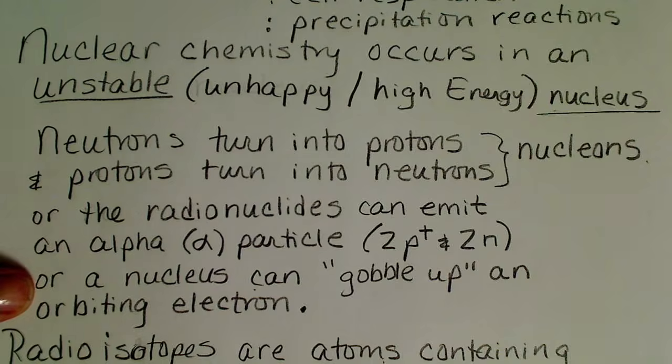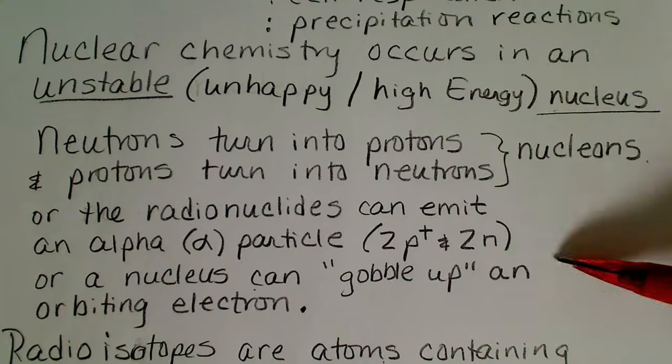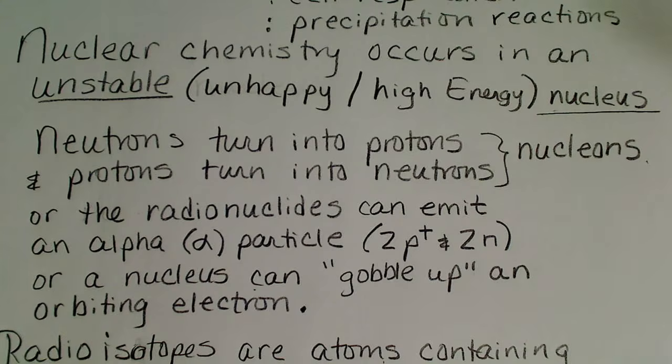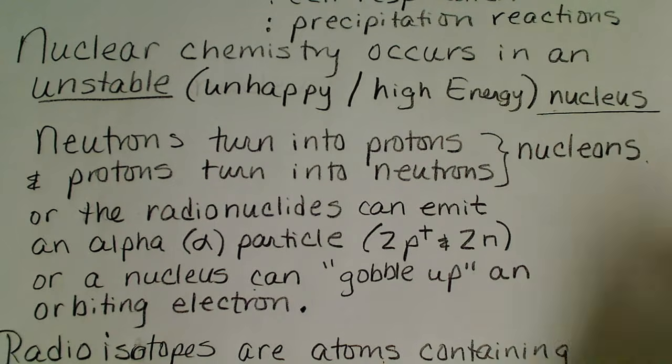Also, somewhat heavier elements, because of the charge of the nucleus being so high, that positive charge can attract an orbiting electron. I think of this as the Pac-Man game, where the nucleus itself can gobble up an electron. In that case, a proton plus the gobbled up electron turns into a neutron. So we will identify each one of those specific types of radioactive decay.